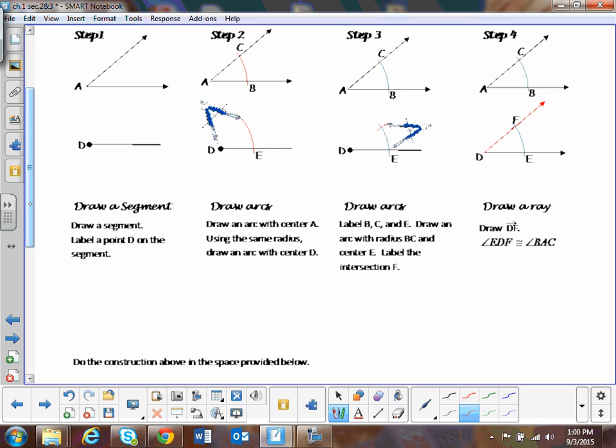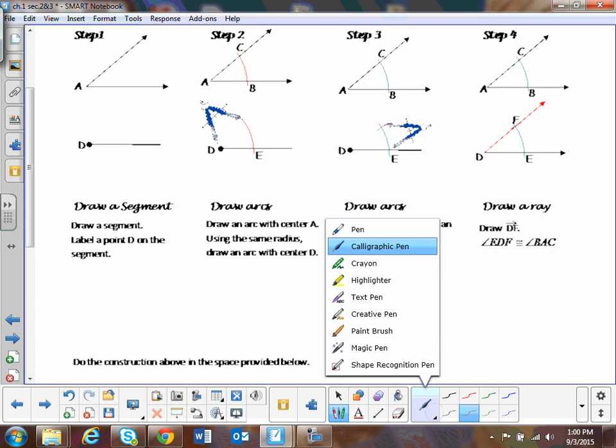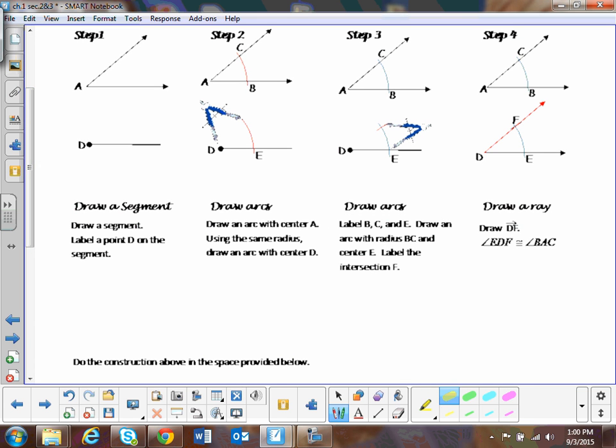The first step is to draw a line, like you see here. You draw a line and then you can name that endpoint. That'll be your vertex. The second step is to make an arc like that and make that same arc over here. And that's going to be the point E.